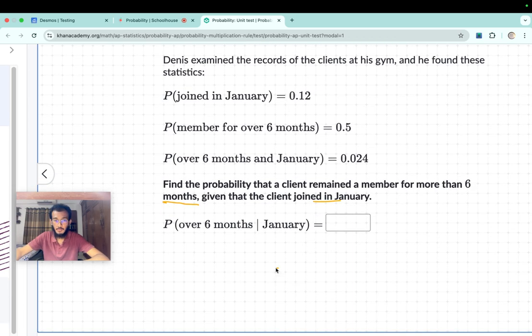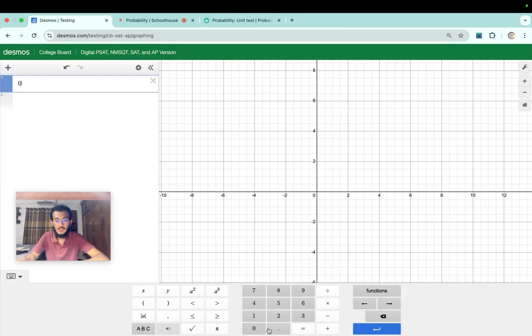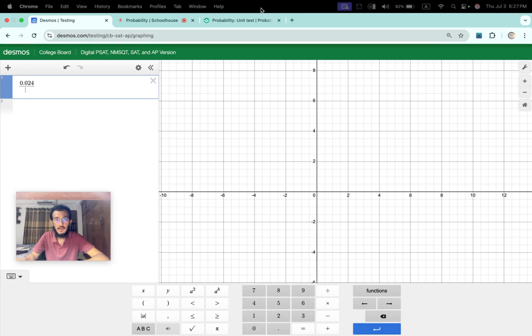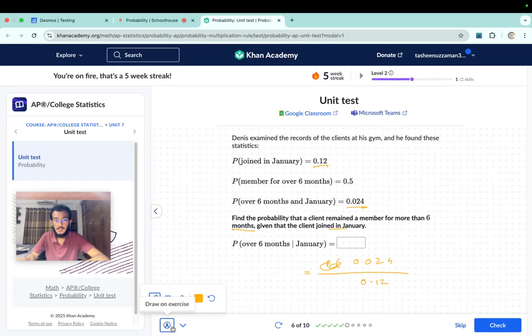Okay, same conditional probability. We know that the probability of over 6 months, given that it is January, is equal to the probability of over 6 months and January, which is 0.024, divided by the probability of joining in January, which is 0.12, and that is our answer. 0.024 divided by 0.12. So 0.2 is our answer. Let's see.